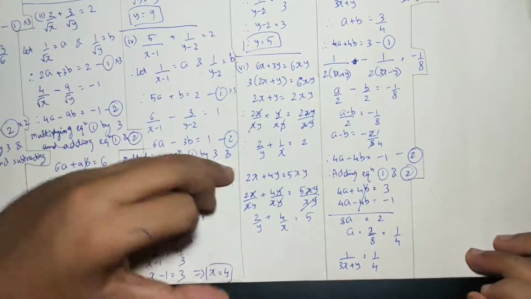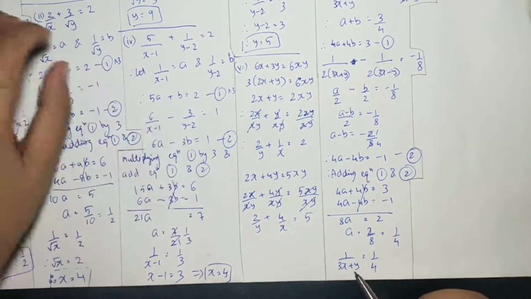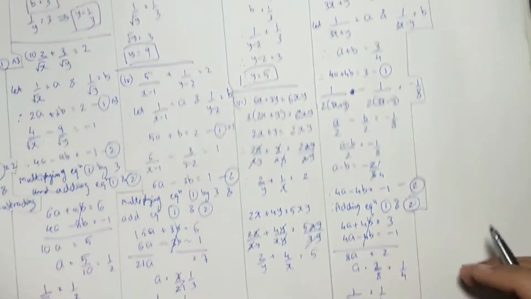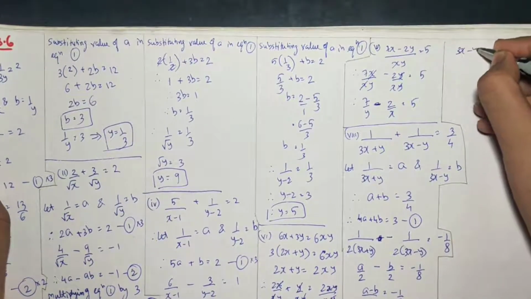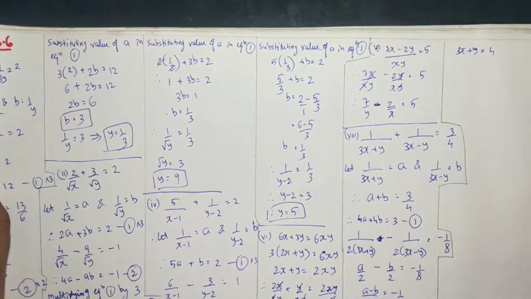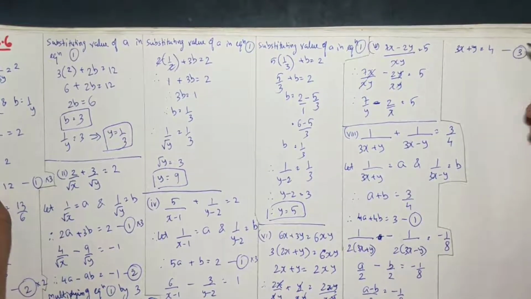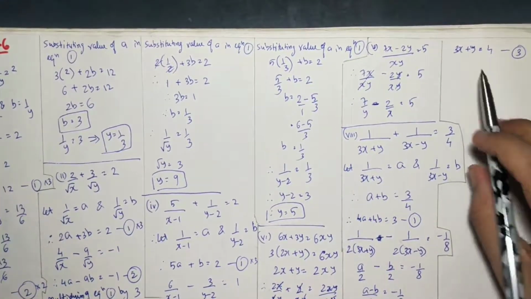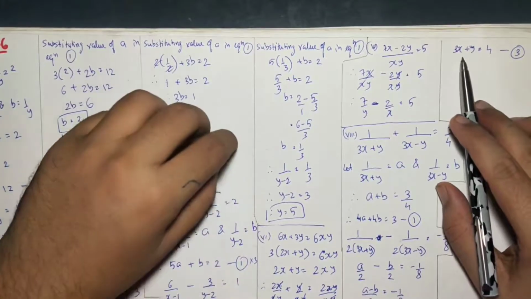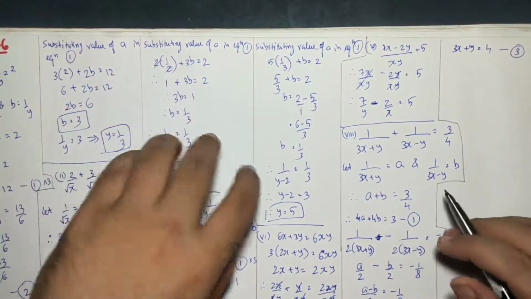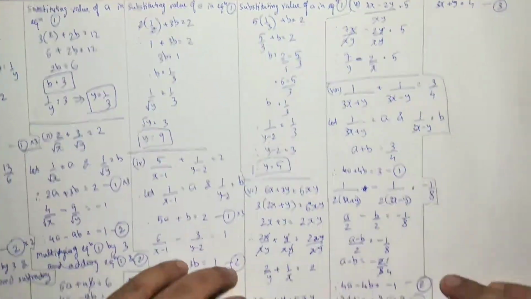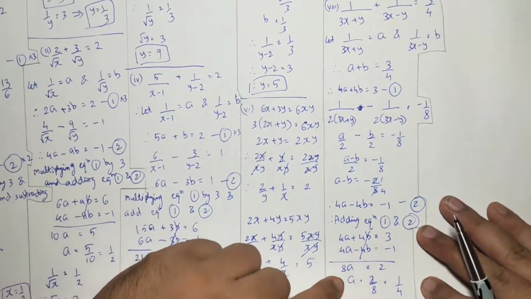Now 1 by 3x plus y is 1 by 4. So taking reciprocal, this will convert to 3x plus y equals to 4. This will become my third equation. Since there are two variables still over there, we cannot solve this. Now, using the value of a, I will find b.